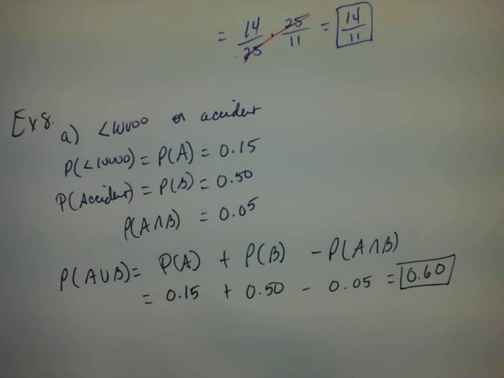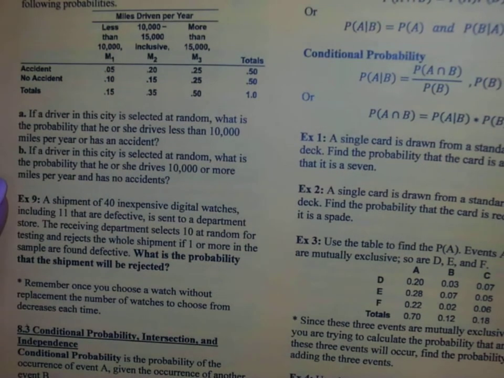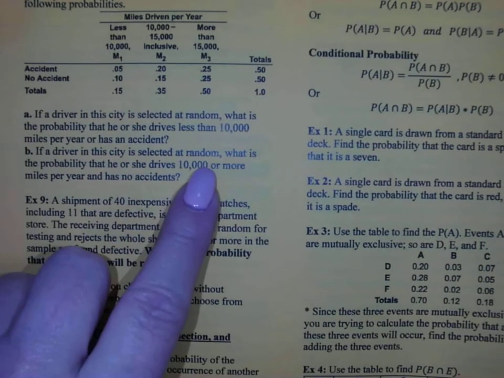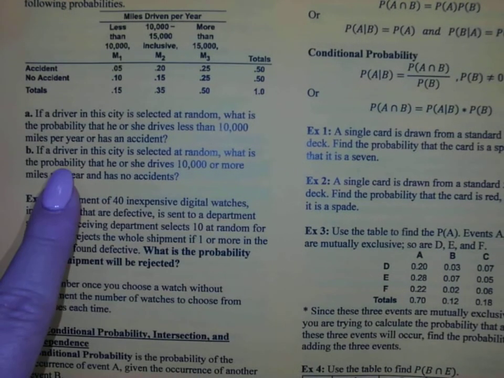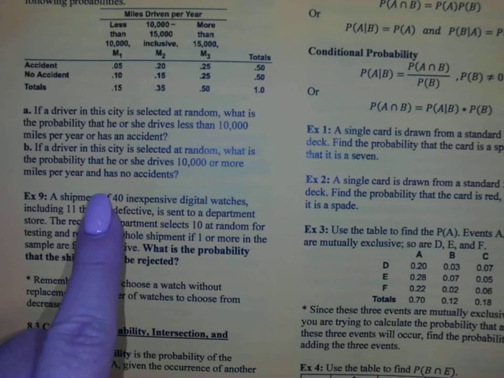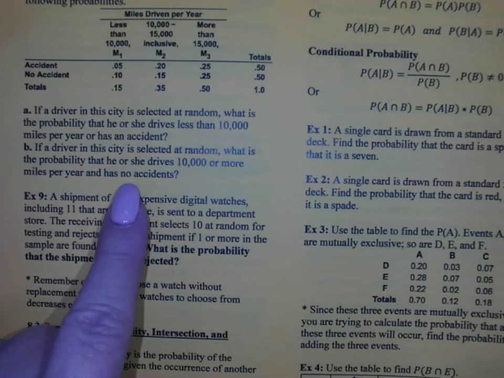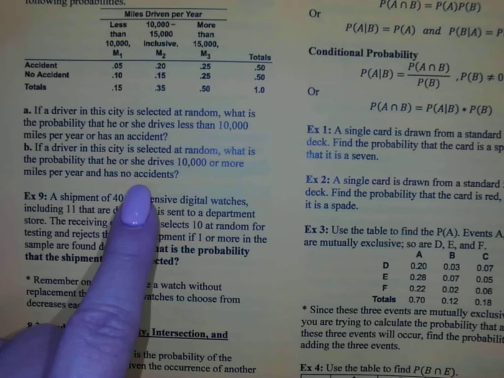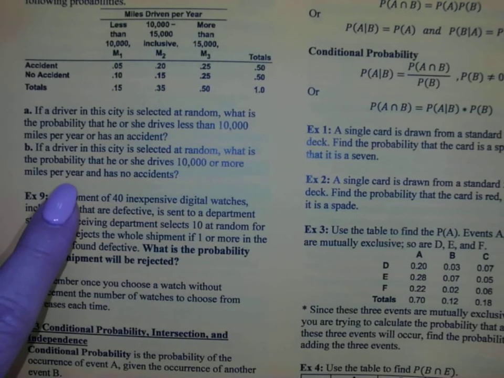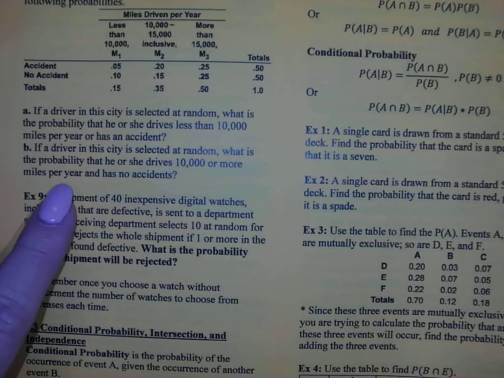All right, now part B. Part B asks us, if the driver in this city is selected at random, what is the probability that he or she drives 10,000 or more miles per year and has no accidents? 10,000 or more and has no accidents. So greater than 10,000 and no accidents.